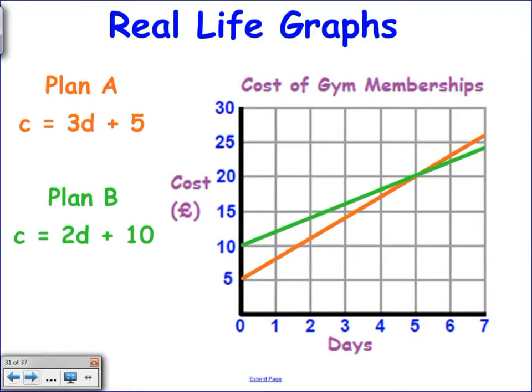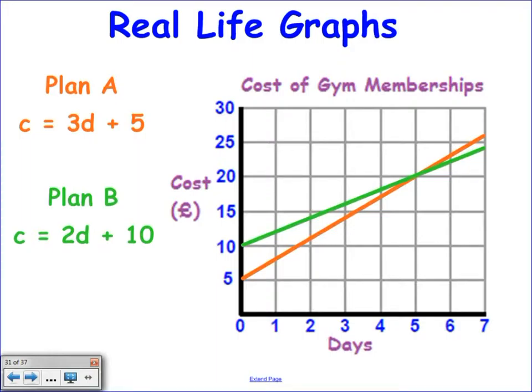Where are they going to test you with gradients and y-intercepts? They might just give you an equation of a line and ask you what the gradient and y-intercept is. About every 3rd exam paper you will get one of these, where you'll have 2 lines. And the lines will be to do with something like hiring a mountain bike, or hiring a computer game, or in this case, the cost of a gym membership. And the equation will relate to something in the real world, like the cost of plan A to join this gym is £3 a day plus a £5 upfront joining fee. That's what this means, okay?